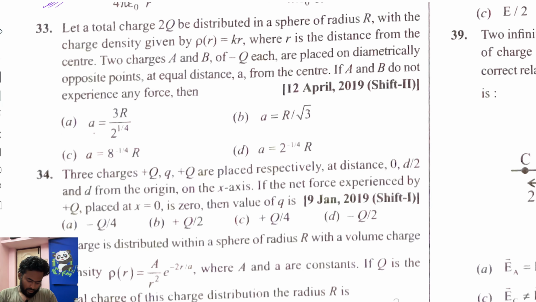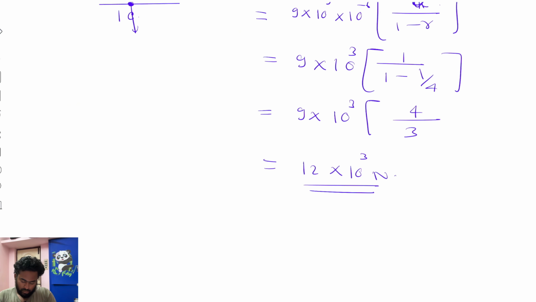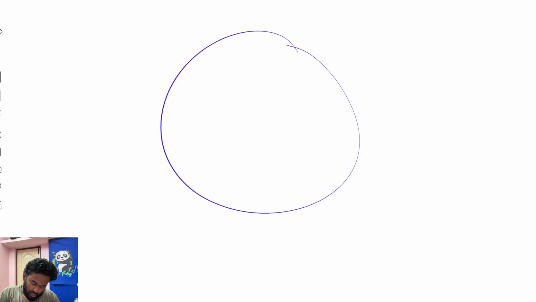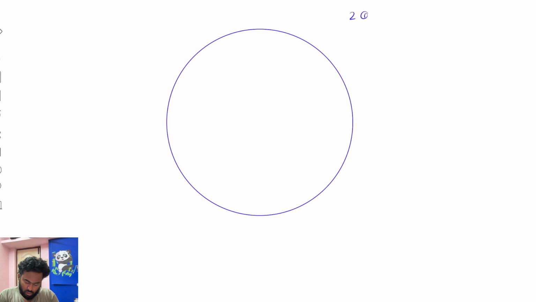Okay, let's focus on the next question. A 2q charge, sphere of radius R, density given. Two charges A and B, minus q charge each, placed diametrically opposite at distance A from the center. A and B do not experience any force. Let me explain the question. So the question is something like this: we have total charge how much? 2q. Density is given as kr.